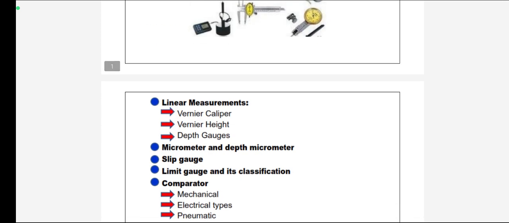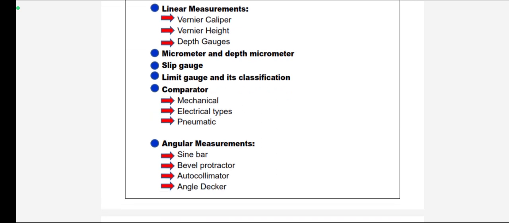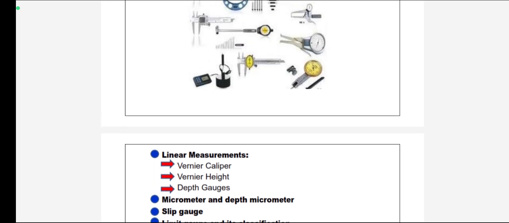For this unit, the linear measurements are vernier caliper, vernier height gauge and depth gauge, micrometer and depth micrometer, slip gauge, limit gauges and their classifications, and comparators: mechanical, electrical and pneumatic. The angular measurements are sine bar, bevel protractor, autocollimator and angle decker. These are the instruments we are going to discuss in this unit.